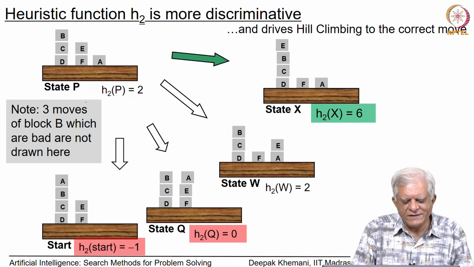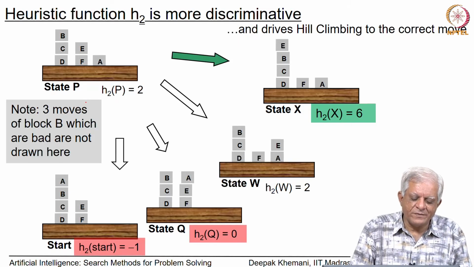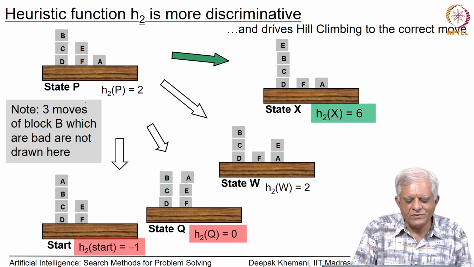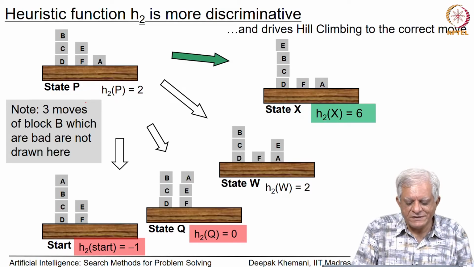Now, as you can see, there are 3 towers here, or 3 stacks, and from each of those 3 stacks you could pick up the topmost block and put it in 3 different places, either on the 2 other stacks or on the table. So, there would be 3 into 3, which is 9 moves.